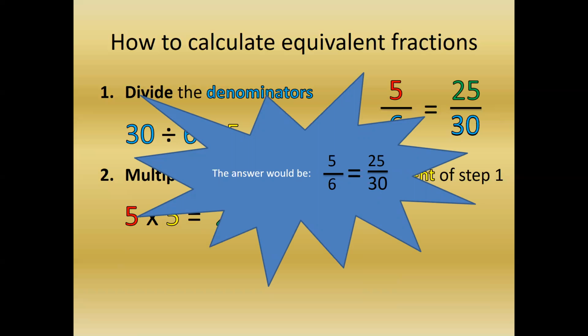And if you look at those numbers there, you could do 5 times 5 to equal 25 and 6 times 5 to equal 30. And because you're multiplying both the numerator and the denominator by the same number, they would be equivalent fractions.